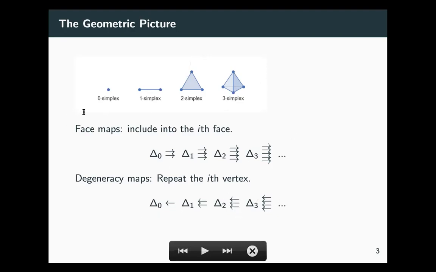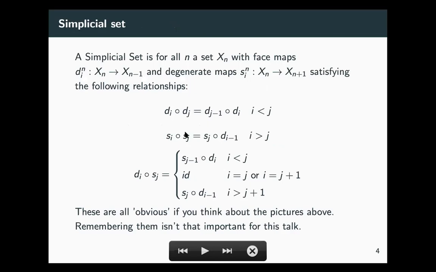These face maps are what I want you to really focus on, because that's going to be more important for our structure. Now, this is going to be a geometric model, but the algebraic model is given as follows. These are all very complicated relationships, but if you actually stare at them and then stare at the picture in the last slide, most of them are pretty obvious, and you don't need to remember them for the details of this. I just wanted to make it complete.